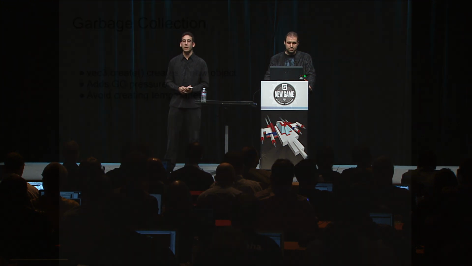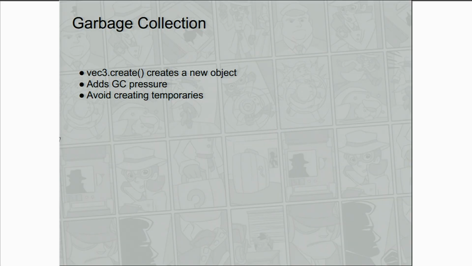Finally, probably the biggest issue that we had in terms of optimization was the garbage collector, which we'll be talking about in much more detail later. But essentially, you have to know that vec3.create will create a heap allocated object, which means that anytime you use a vector or a matrix or anything like that, you are going to be adding pressure to the garbage collector, so you have to avoid creating temporaries. We'll go into this in much more detail.